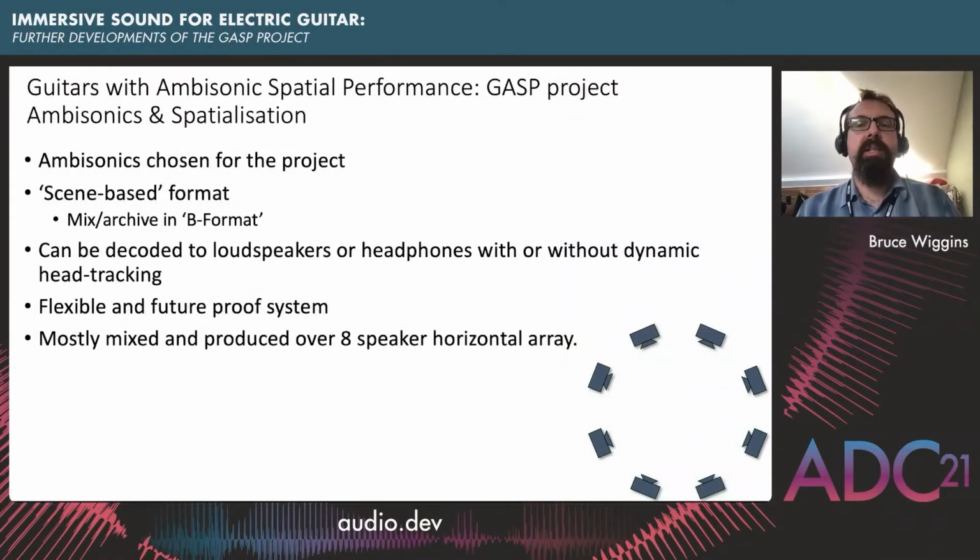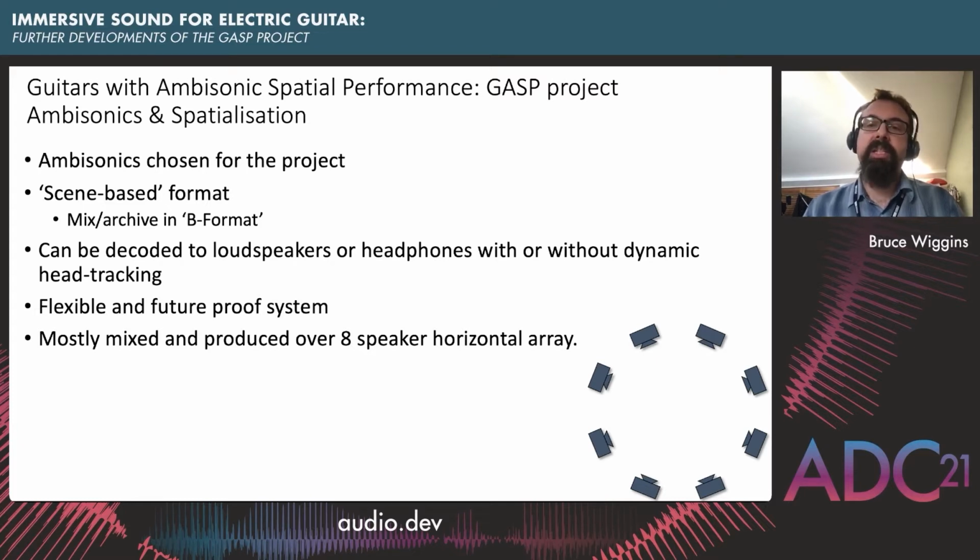My name's Bruce Wiggins, and I've been involved in the GASP project as the creator of the spatialisation software tools used in this project. Ambisonics was chosen as the spatial platform for the project due to its scene-based approach to content creation. The full 3D, or in this case 2D, scene is mixed to B-format, which is a collection of spherical harmonics detailing the various spatial aspects of the sound scene. These can be thought of as microphone polar patterns which contain higher spatial detail as the order is increased and fully describe the sound scene to that set order.